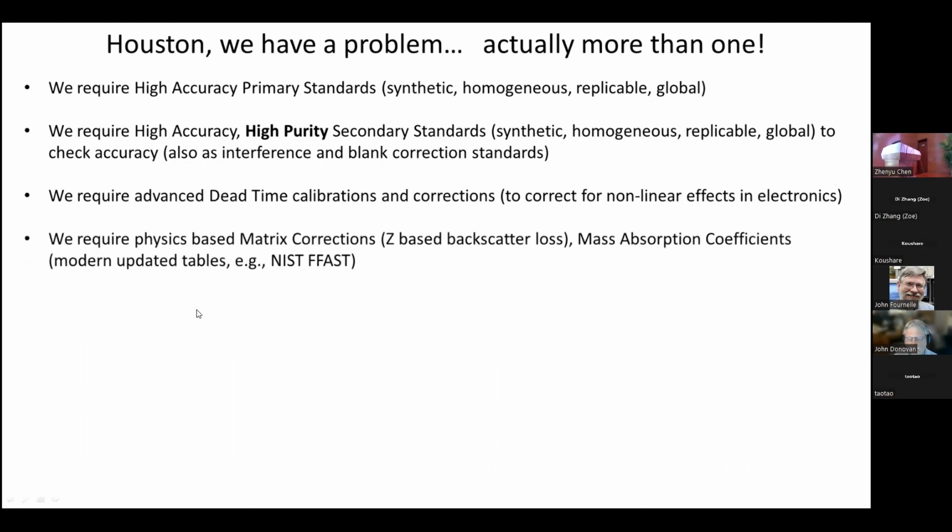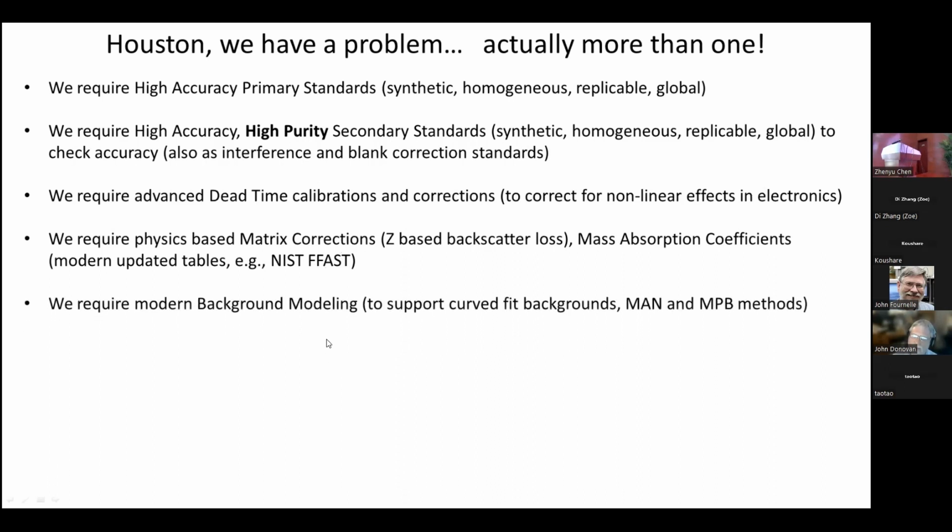We need to use modern matrix corrections. Most of them are pretty good. We have a problem with the backscatter loss correction, which I will not go into in this talk, but we also need to make sure we're using the latest mass absorption coefficients. This can explain some of the problems that we see in some analyses, for example, high totals in garnets, where you have magnesium in the presence of iron.